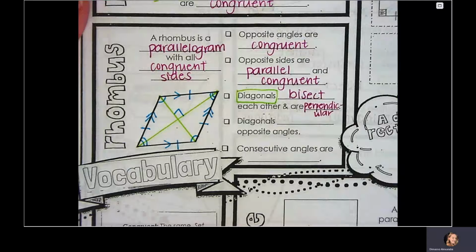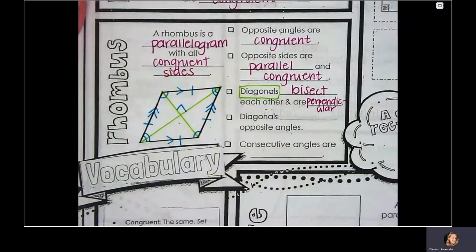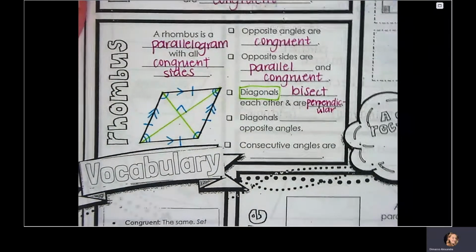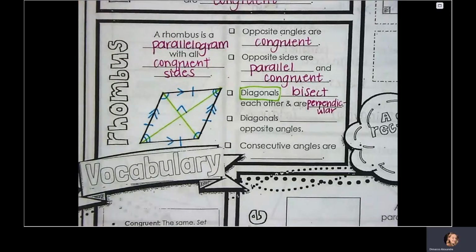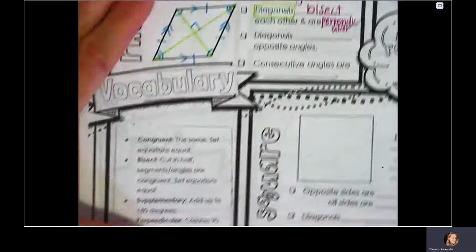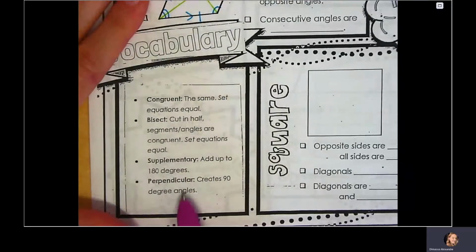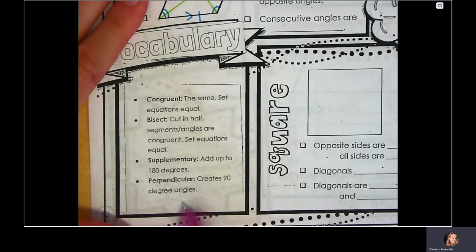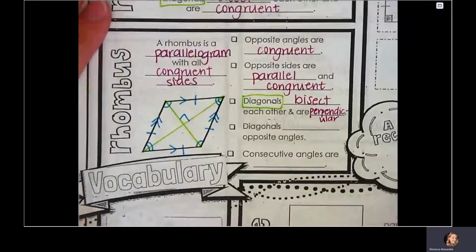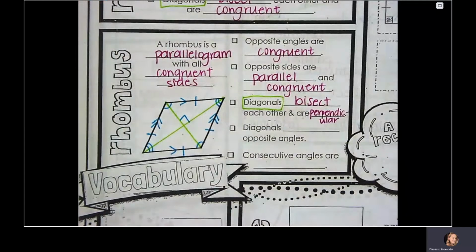And I cannot put the whole word, so perpendicular creates 90-degree angles. If we ever write down a word and you're not quite sure what the word is, I put a little vocabulary section at the bottom here for you. So congruent, bisect, supplementary, and perpendicular creates 90-degree angles. I tried to put that down there so that you would have something to look at.